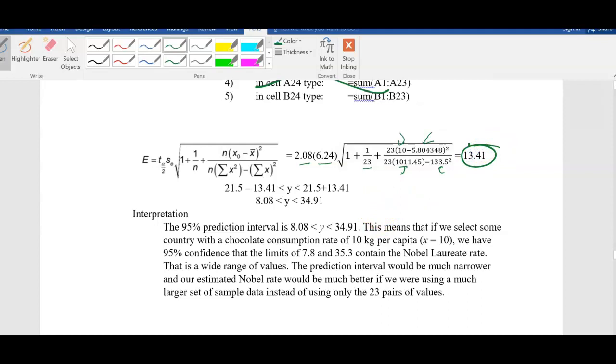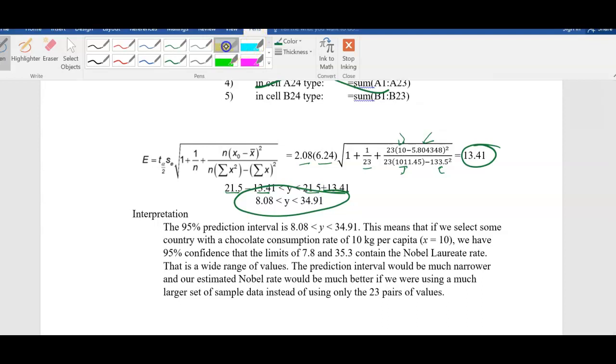So what we do now is we're starting at the 21.5 because that's what we calculated at. So we take 21.5 minus the 13 and 21.5 plus the 13, which means our Nobel Prize winners could range anywhere from 8 to 35 basically. So that's an awfully large range, probably because our data isn't very good.